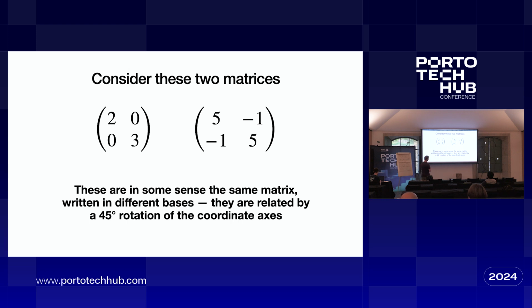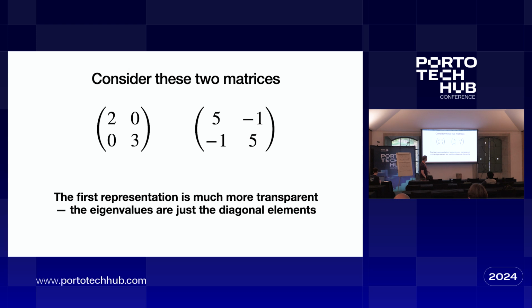So in some sense, these are the same matrix written in different bases. You can say this is the same operation, but I've just changed my coordinate axes. These matrices are connected by just a rotation of my coordinate axes. In some sense, they're the same thing. In fact, we much prefer this representation where it's diagonal. We can just read the eigenvalues off. And so half of physics involves diagonalizing matrices.